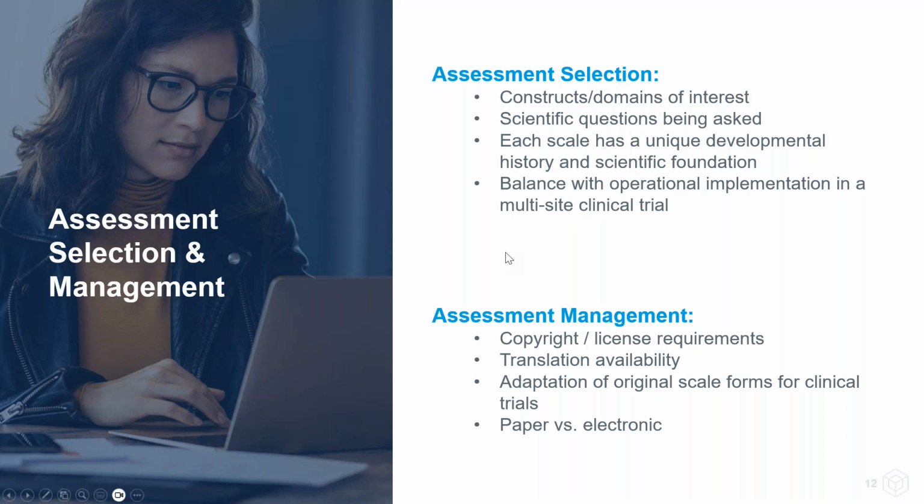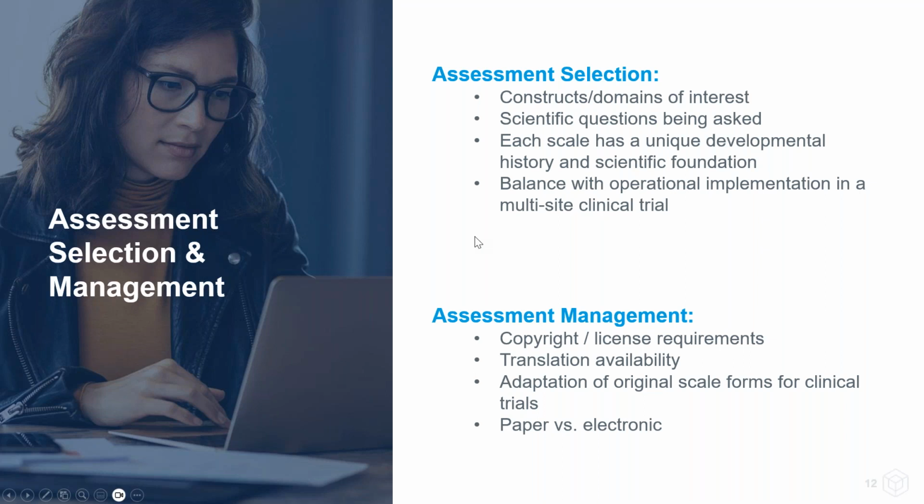Now, assessment management refers to those activities that enable the use of the scale or assessment in a trial, particularly copyright or license requirements, which vary widely across scales, and translation availability, which also varies widely across scales. You want to evaluate these considerations very carefully as early as possible in the process. Importantly, too, most scales were not developed for use in clinical trials, and the forms, the manuals, et cetera, very often need some sort of adaptation and modification in order to be effectively used in clinical trials.